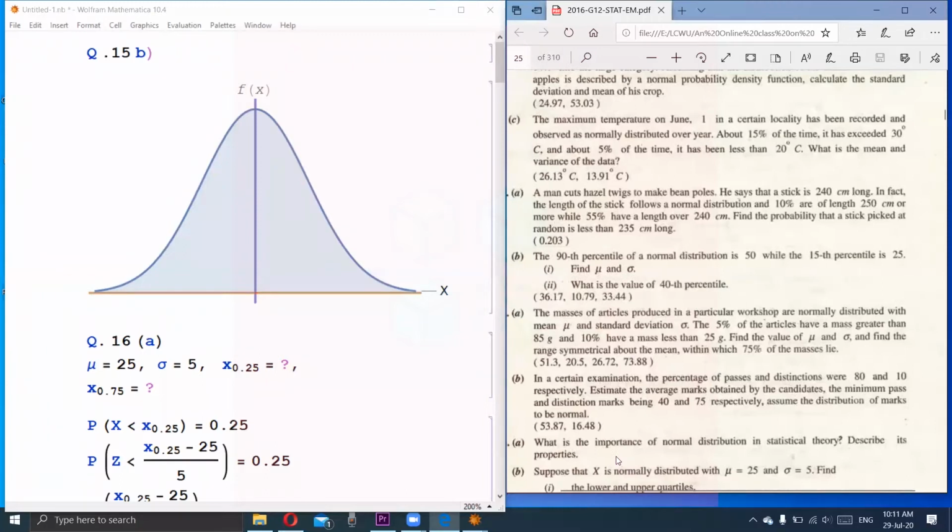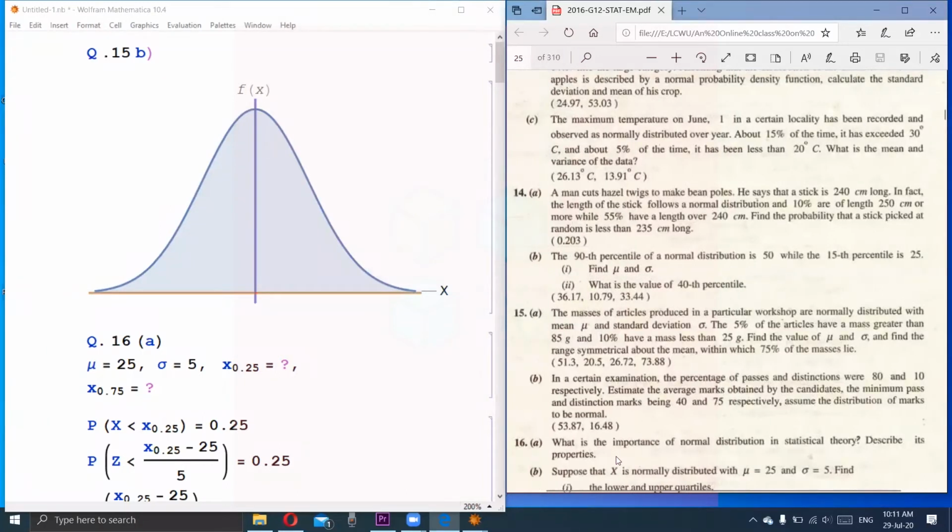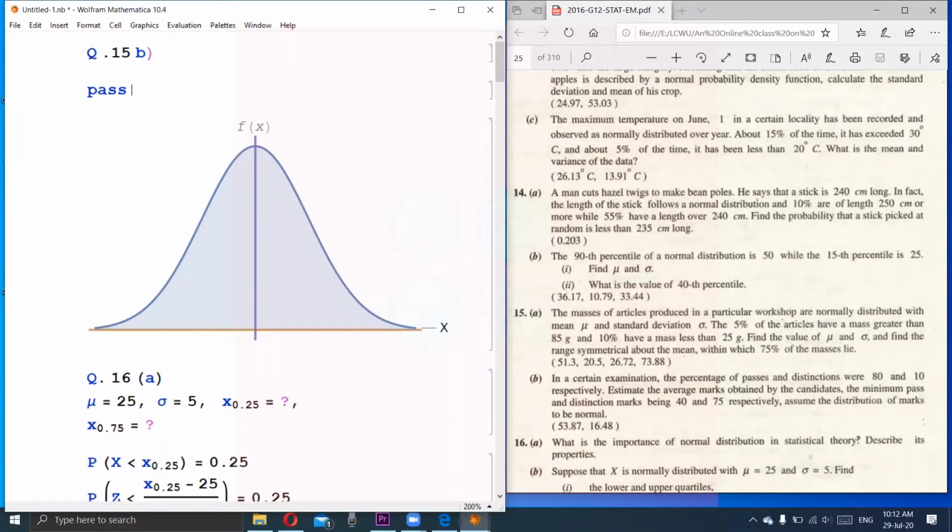Dear students, today we will discuss question number 15b from the exercise. In a certain examination, the percentage of passes and distinctions were 80 and 10 respectively. So we will write pass percentage is equal to 80% and the distinction are 10%.